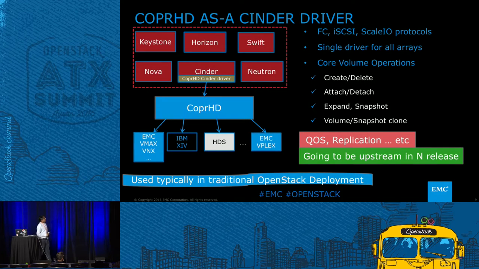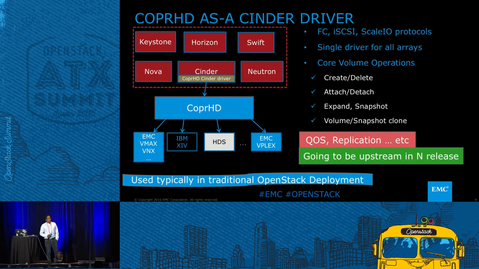So this is our first offering, Copperhead as a Cinder driver. As I mentioned, it's a Python driver. It's like any driver written for any one of the physical vendors, right? What we offer with the Copperhead driver is that it has an FC driver, iSCSI driver, and a scalar driver through a single Copperhead driver. We support all of the core volume operations like create, delete, attach, detach, expand, snapshot, volume clone, and snapshot clone, okay? You might ask, I have drivers from all of the storage systems available in the market, so why would I need a driver for Copperhead as well?